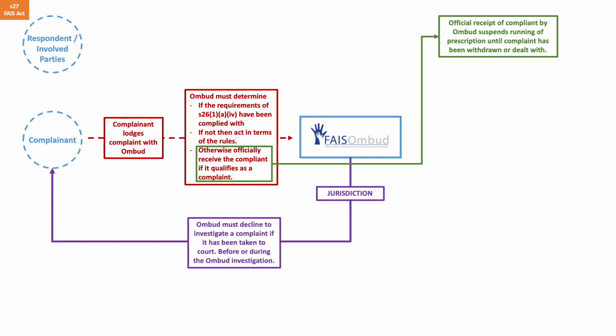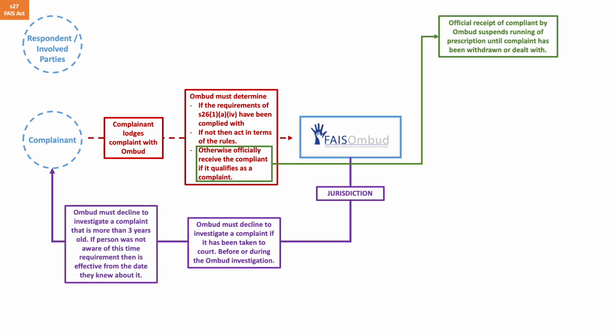Here we deal with the jurisdiction of the Ombud. The Ombud must decline to investigate a complaint if it has been taken to court before or during the Ombud investigation. The Ombud must decline to investigate a complaint that is more than 3 years old. If a person was not aware of this time requirement, then it is effective from the date they knew about it.